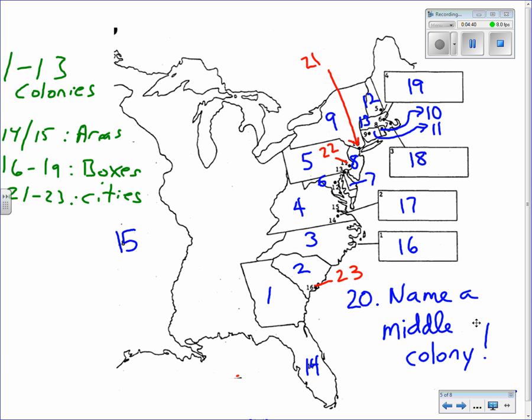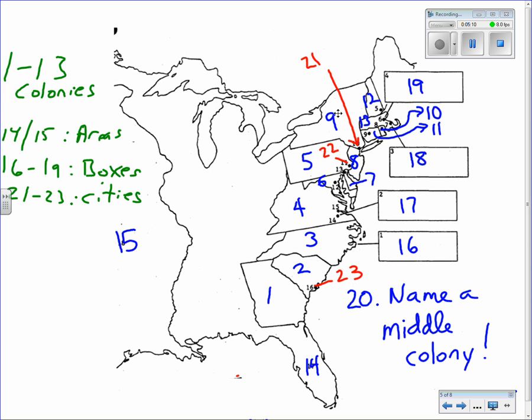20, if you go down below, 20 says to name a middle colony. You could have named any of the 4: New York, Pennsylvania, New Jersey, or Delaware. Those are your 4 middle colonies. 21 is the arrow in red pointing to the city known as New York City, which played an important role during the colonies. 22 is pointing towards Philadelphia, another major city during the era of the colonies.